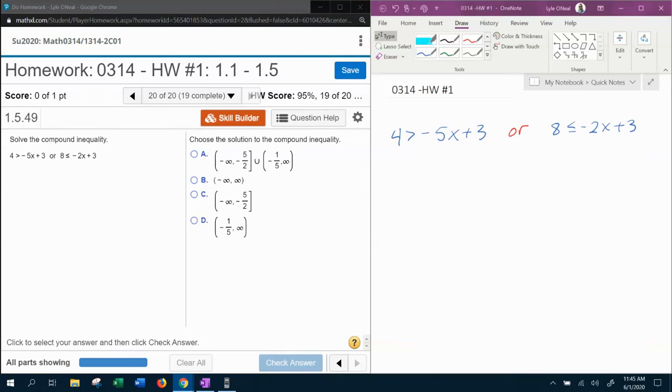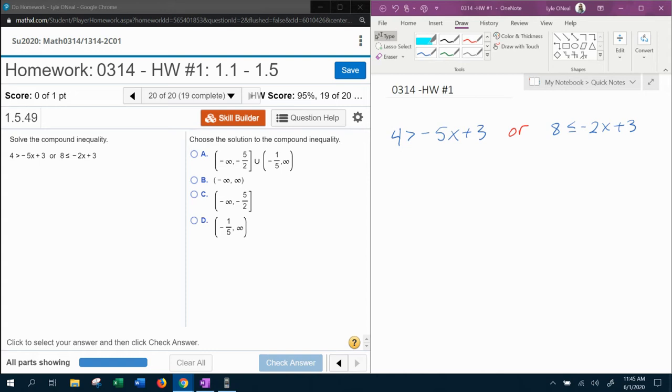All right, here we go. Last problem in homework number 1. This is number 20 of 20 in our 0314 homework number 1 in MyLab Math. And we're going to have a compound inequality that we need to solve.